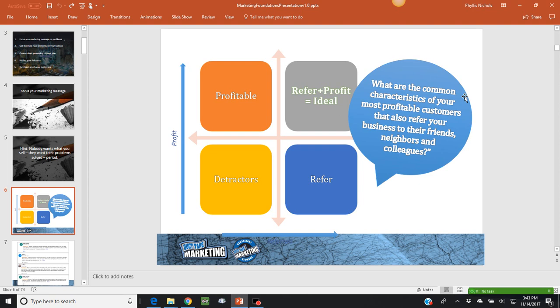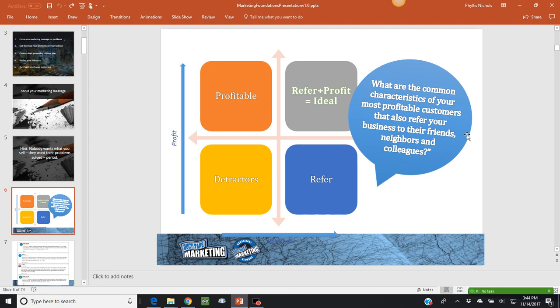And what we want to do from this, this is a slightly different way of determining your sweet spot or your target market, which is really understanding what are the common characteristics of your most profitable customers that also refer business to you. What do they have in common? What types of characteristics are they? They may be demographics, so maybe they're similar in business type, or maybe they're mostly women versus men, things like that. But dig a little bit deeper.